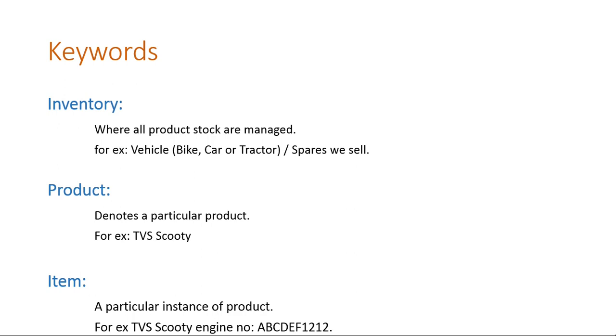The next is a product. This indicates a particular product of an inventory. For example, TVS Scooty. Next is item. Item indicates a particular instance of product. For example, TVS Scooty engine number ABCD something. So this is a particular instance of that product. That is called item.